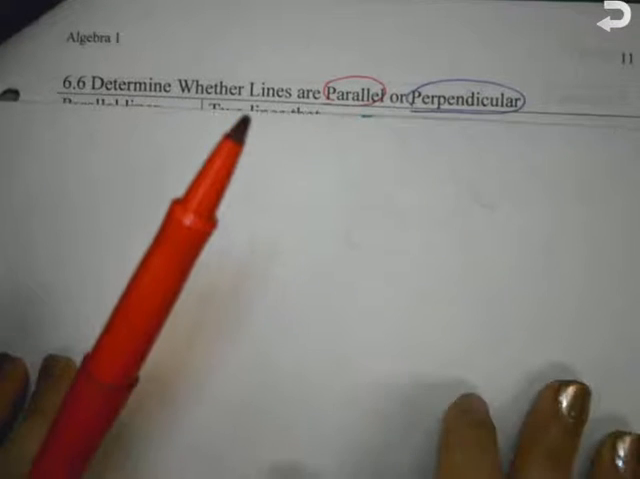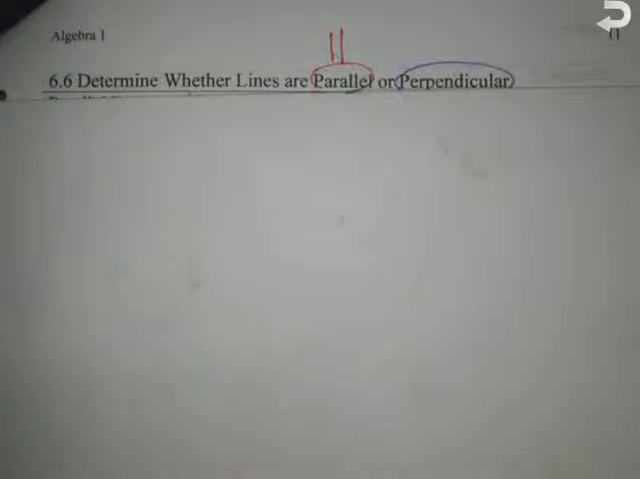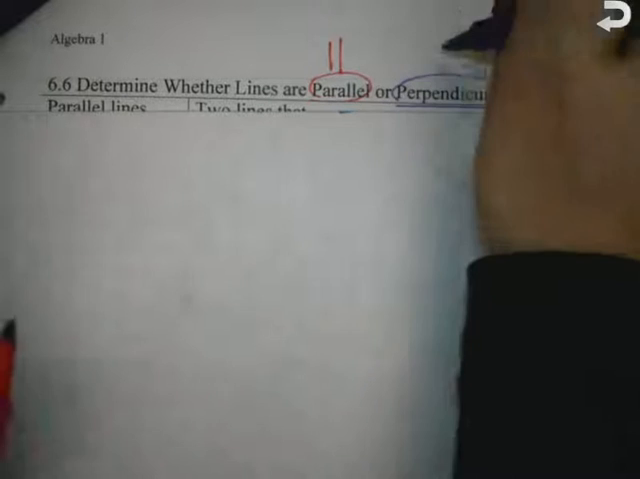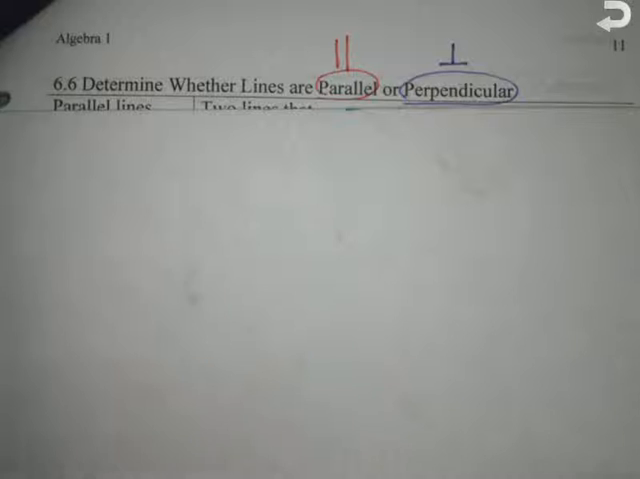Now, there is a little bit of shorthand for these, which I would like to show you now. Instead of having to write parallel every single time, we can use this symbol: two lines straight up and down. And perpendicular, we can use this symbol: an upside down T. Those are just shorthand for parallel and perpendicular, so we don't have to write it out every single time.